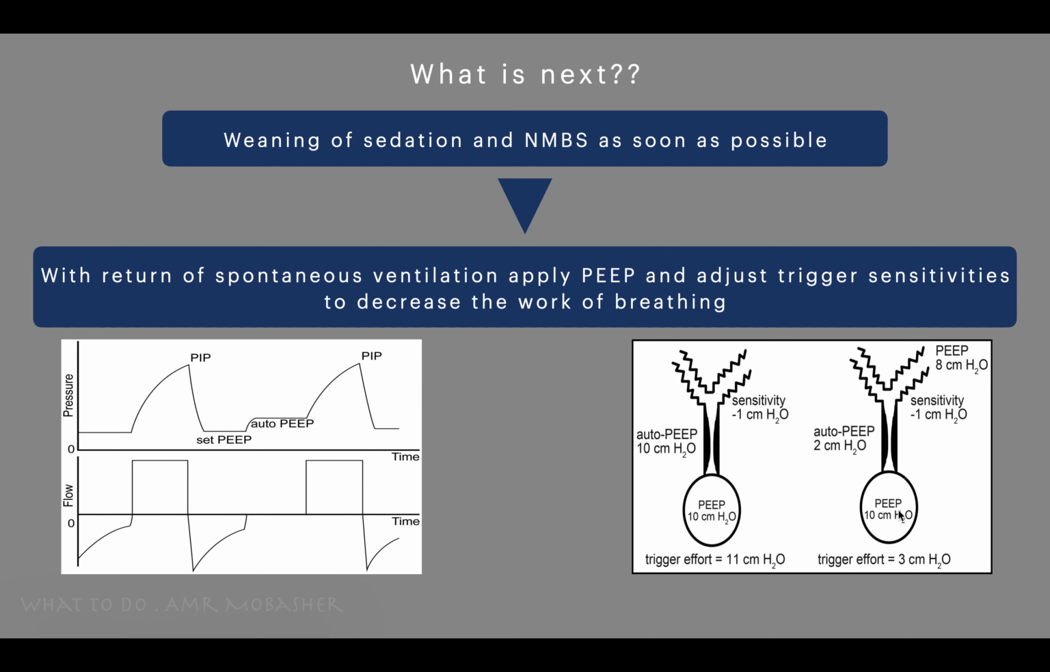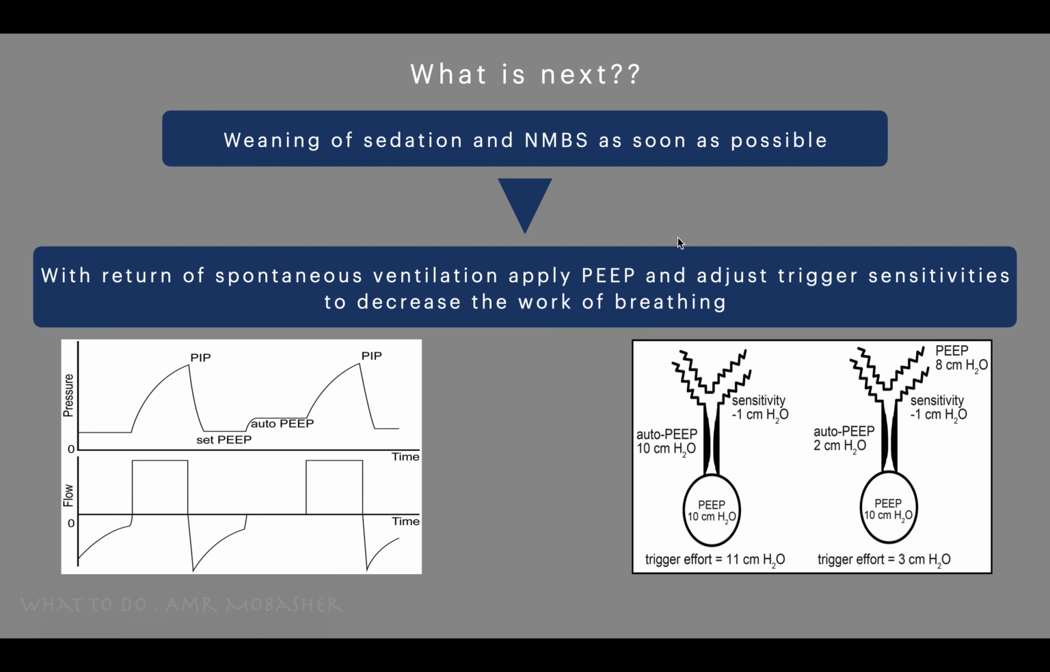Now, the patient is very close to overcoming 10 by doing just -3 centimeter water of negative pressure. So the PEEP of 80% of intrinsic PEEP has a role in spontaneously breathing patients only. And of course, we need to adjust trigger sensitivities. Check your ventilator flow trigger and make it easier for the patient to decrease the work of breathing.